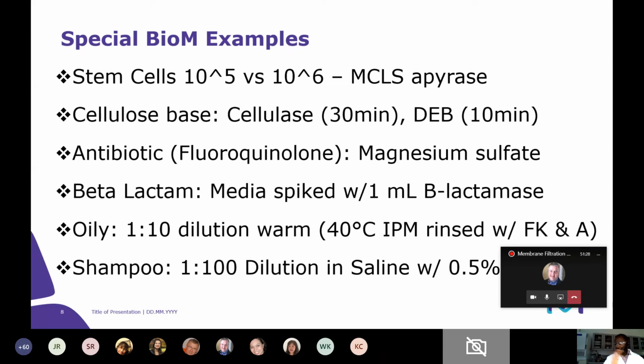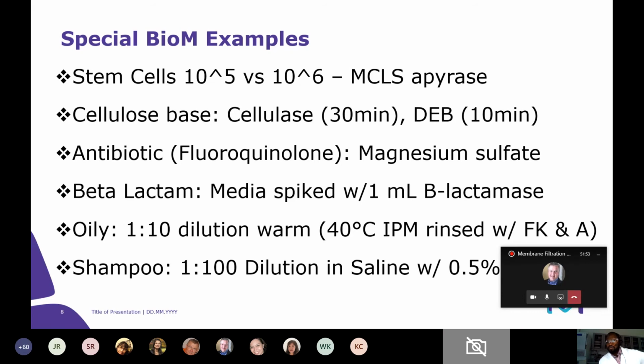What worked, after trying several different rinsing schemes, was that we had to spike the media with 1 ml of beta-lactamase enzyme. We spike it with that, and that's how we were able to activate it and get a good recovery.